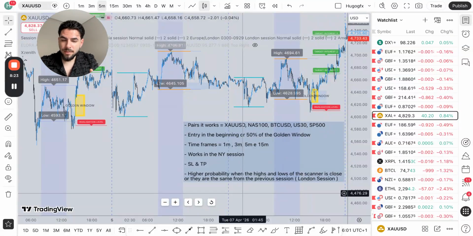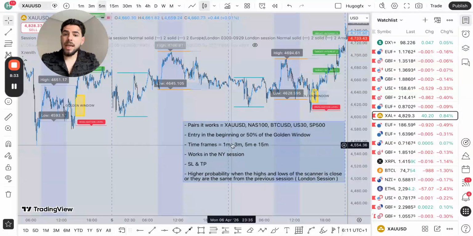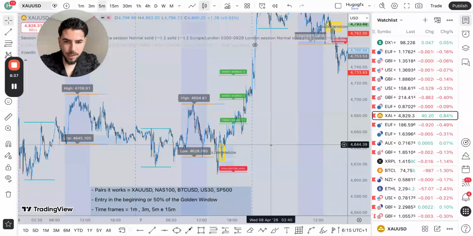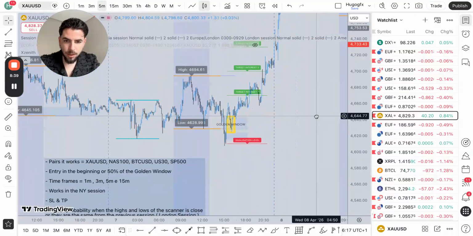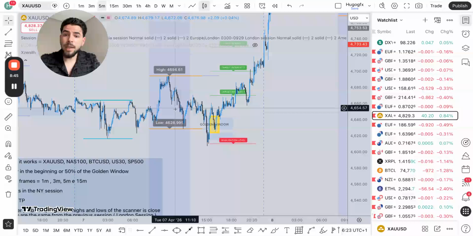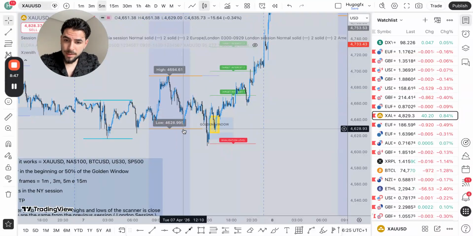So what does this mean? It means that if you are doing an entry at the beginning of the New York session, the previous session was the London session, right? So let's see an example here. This is the second example, guys, that I want to show you. Okay, because as you can see here, we have the London session. This was the high of the London session, and this was the low of the London session.